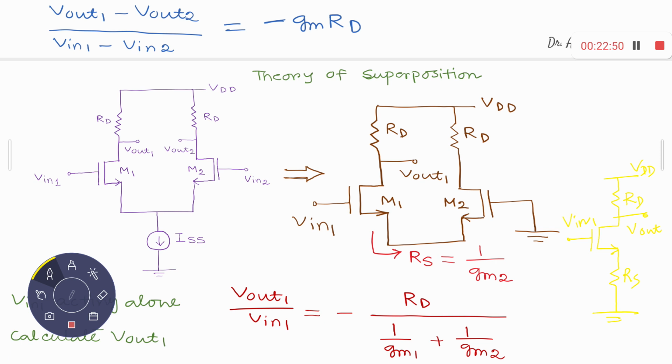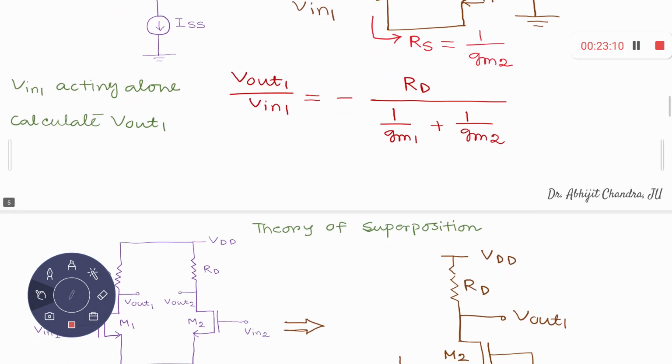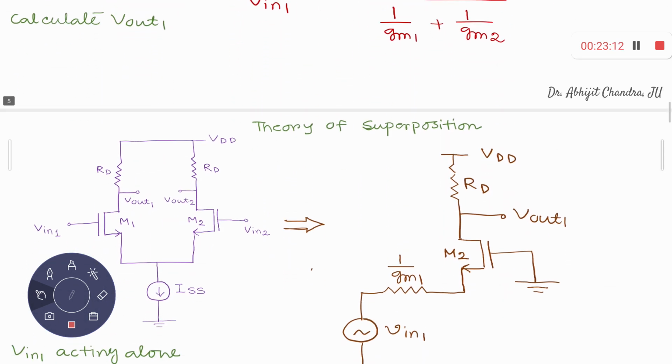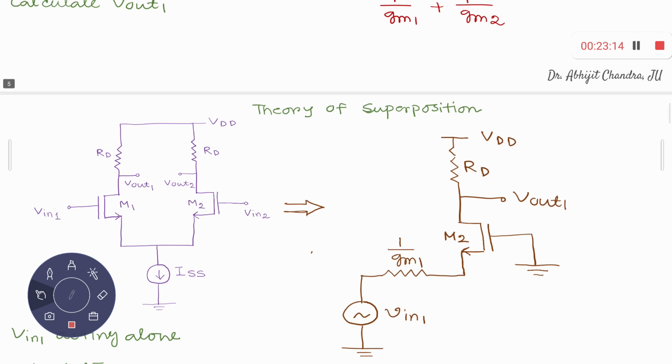So that means Vin1 is acting alone, and we would like to find out Vout1. The next part is a little bit complicated. The next part, we would like to find out Vout2 when V1 is acting alone. Right. That means Vout2 has to be calculated with the assumption that V1 is acting alone. So how does it look? It looks something like that. So it will be a little bit complicated.